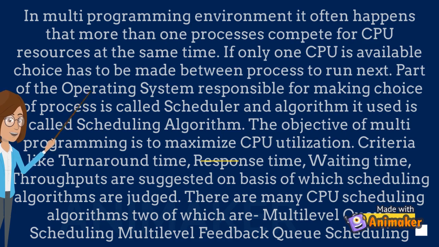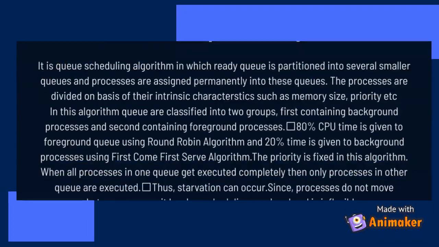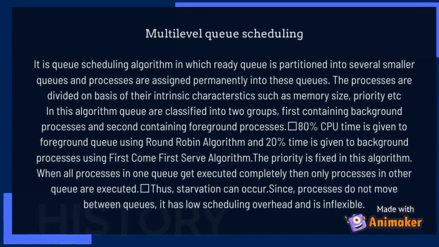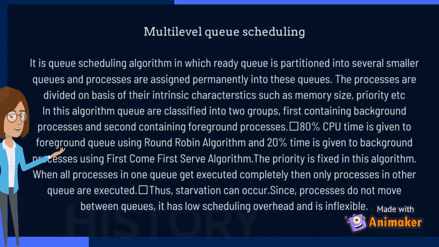There are many CPU scheduling algorithms, two of which are multi-level queue scheduling, MLQ. It is a queue scheduling algorithm in which the ready queue is partitioned into several smaller queues and processes are assigned permanently into these queues. The processes are divided on the basis of their intrinsic characteristics such as memory size, priority, etc.